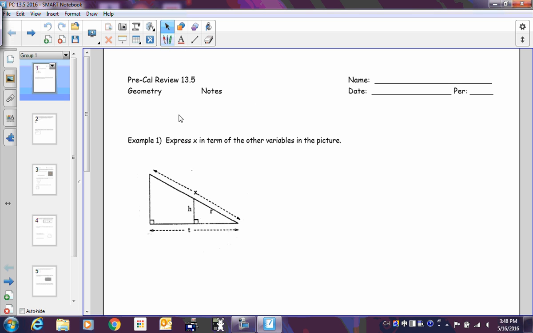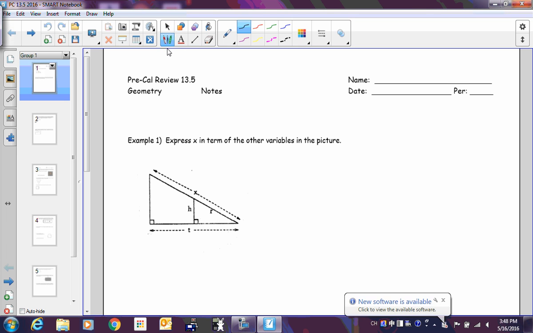Okay, in this lesson, we're going to use a little bit of geometry, a little bit of algebra to answer some questions that are going to help you next year in calculus. So, if you look at this, it looks like a right triangle within a right triangle, so Pythagorean Theorem should be on your mind. Also, we have similar triangles, so we've got some ratios.